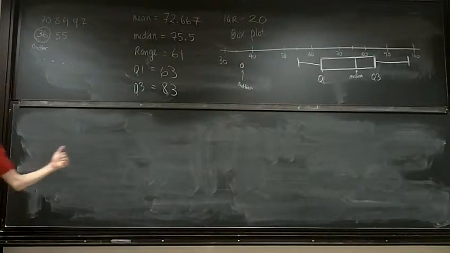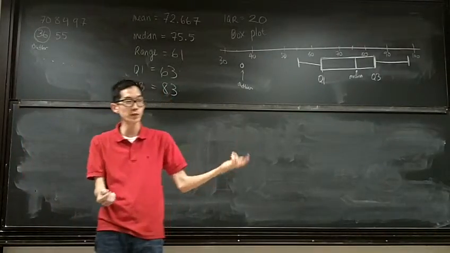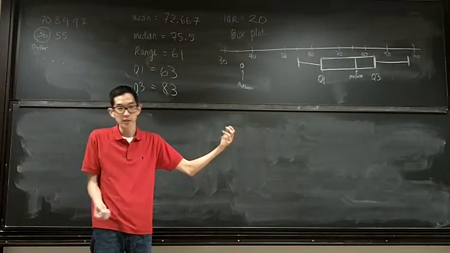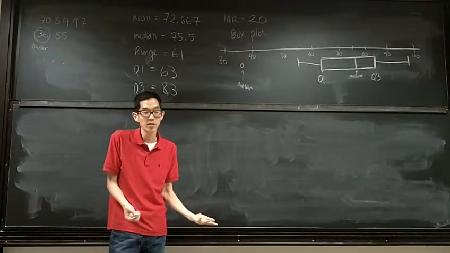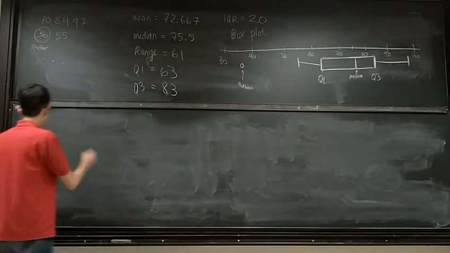So we've talked about measures of center, the mean and the median. We've talked about two of our measures of spread, the range and the IQR. Okay, the last measure of spread that we haven't talked about, but we will talk about right now, is the standard deviation.